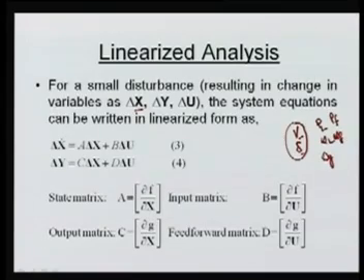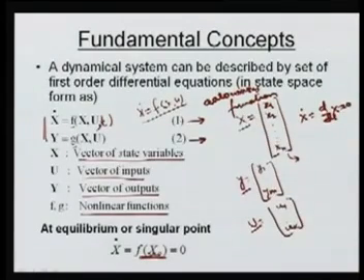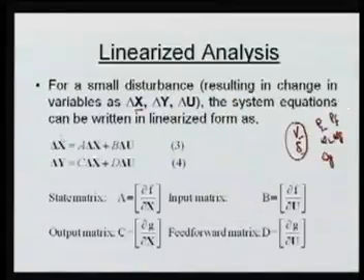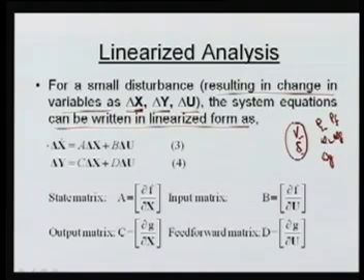Now the previous equations, equation number 1 and 2, are nonlinear. As I said, if the disturbance is small, we can linearize these two functions around some x naught point. For a small disturbance resulting in a change in the variables, change in x, change in y, change in u, the system equation can be written in a linearized form like this.